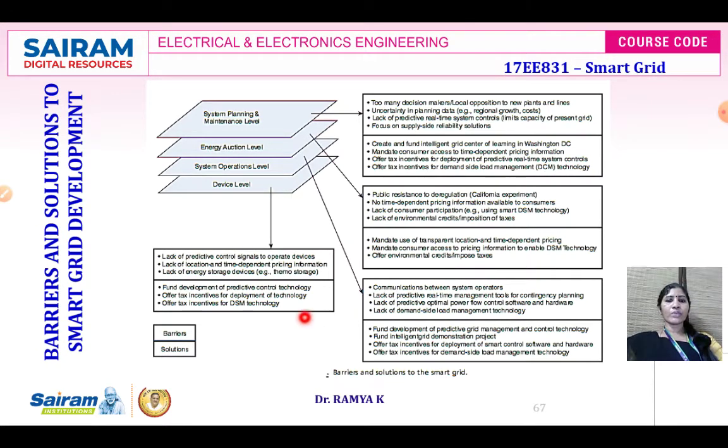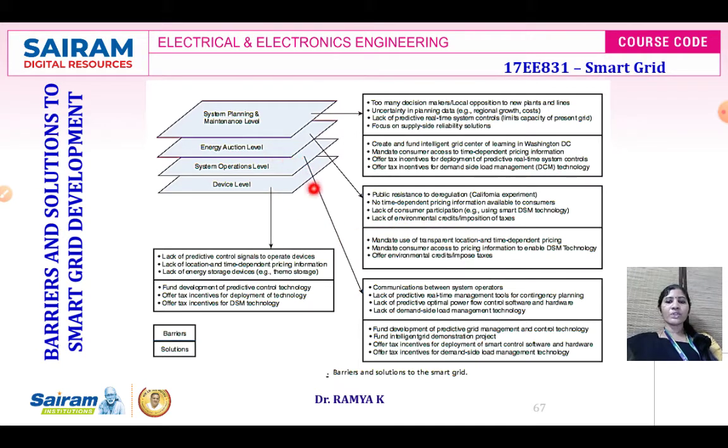Next is going to be the energy auction level. Energy auction level is nothing but public resistance to deregulation, no time dependent pricing information is available to consumers, lack of consumer participation, lack of environmental credit and imposition of your taxes. So this is going to be your energy auction level.